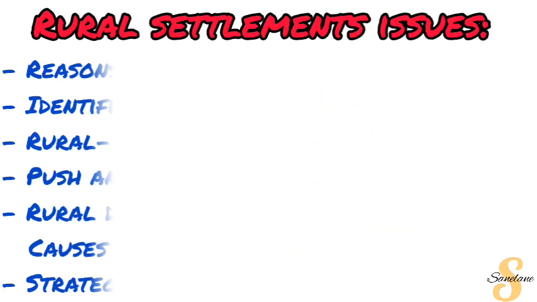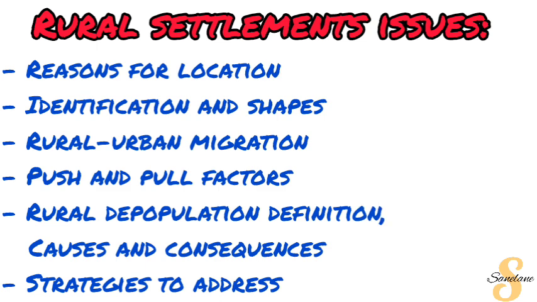Then we get to the rural settlements issues. So in the rural settlements issues, we are basically now focusing on the rural settlements, and under it you need to make sure that you are comfortable with the reasons for location of rural settlements. Then you will look into the identifications and the shapes of rural settlements. Then we get into the rural urban migration. So that is the movement from rural areas to the urban areas.